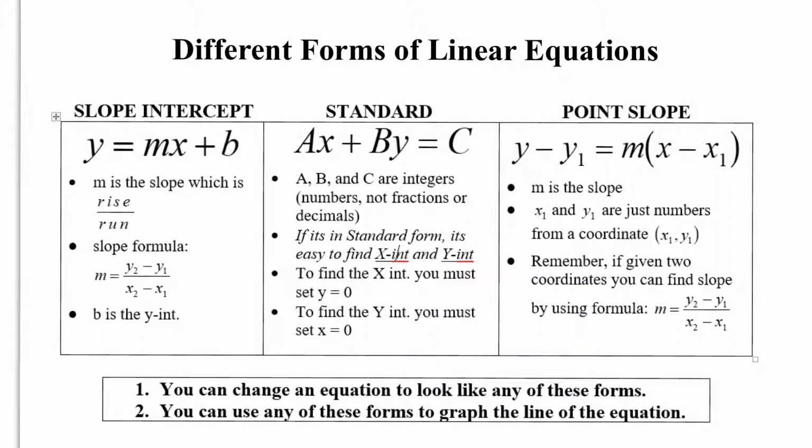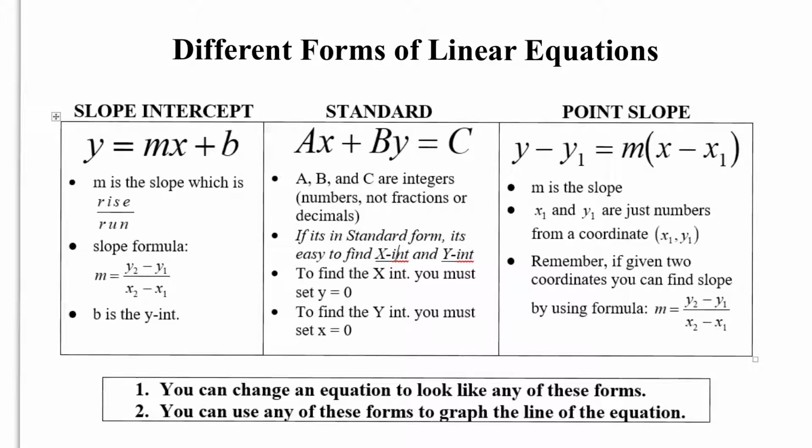And if you do not have the slope, well, you can find the slope by using this formula: m equals y sub 2 minus y sub 1 divided by x sub 2 minus x sub 1. That means that they'll give you 2 points and you can find the slope.